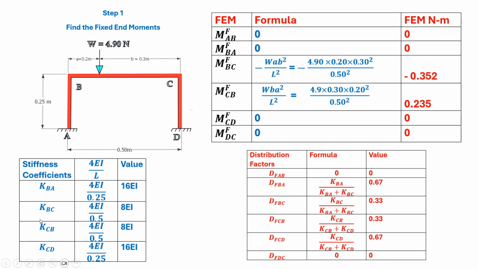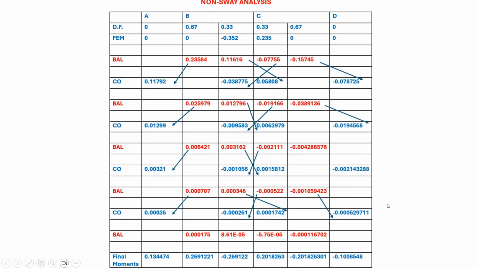As you see here, we have already calculated the stiffness coefficients, and from these we calculate the distribution factors. You can see the values of the distribution factors in this table. Now this is the non-sway analysis. In the non-sway analysis, we write down the distribution factors for BA and BC, CB and CD, and DC. Here you write for AB. Then you write down the calculated fixed end moments, and once you have done that, you neutralize the moment at joints B and C.